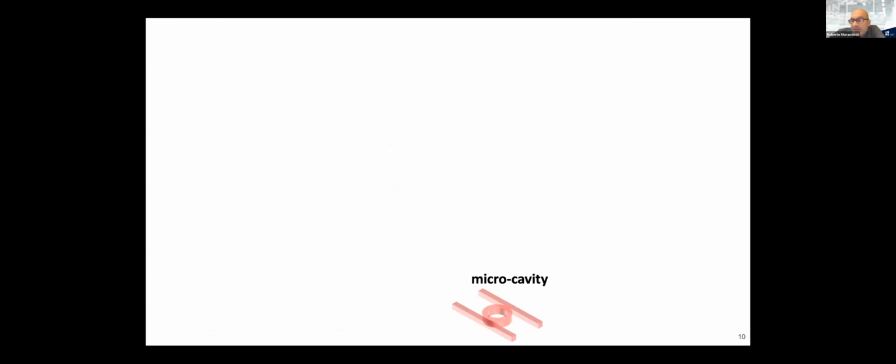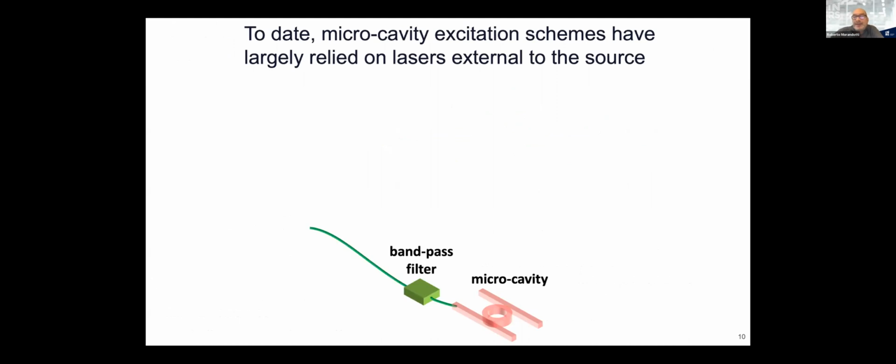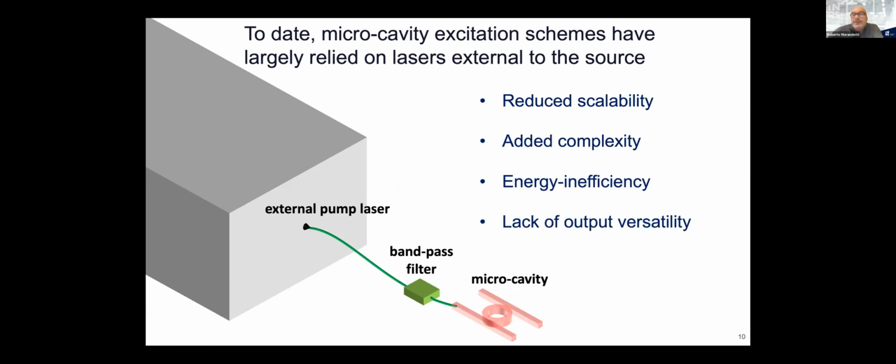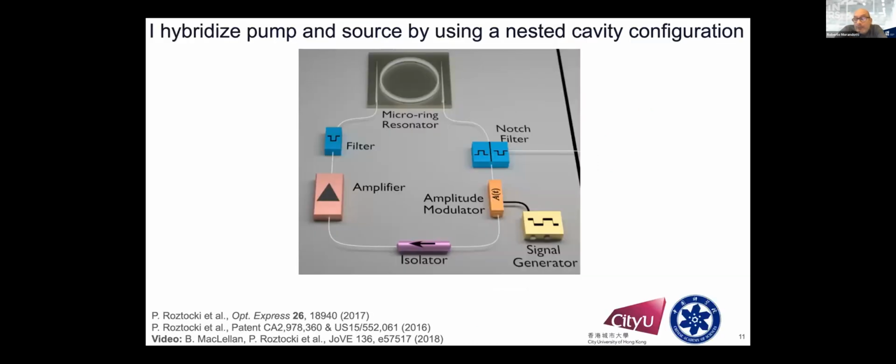One of the main difficulties that we face is feeding the microcavity. Typically people use external sources to do that, which is not ideal because, of course, you're going to affect scalability. There is added complexity, a lack of energy efficiency, and also a lack of output versatility. So there are a lot of problems to be solved in this respect. So we propose an alternative scheme in which the microring resonator is nested inside a longer external cavity. We don't need any external pump, which is replaced by an amplifier.